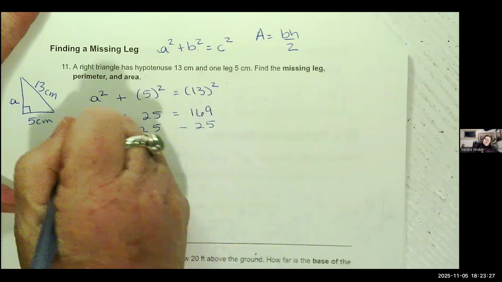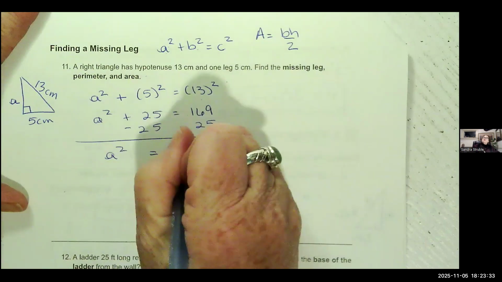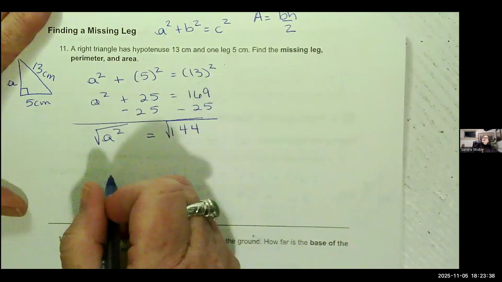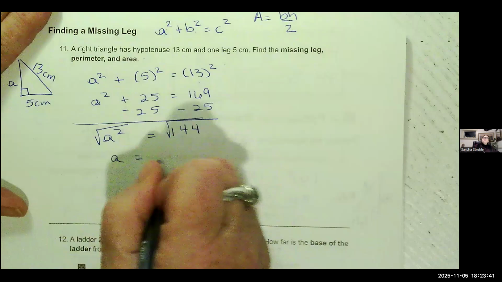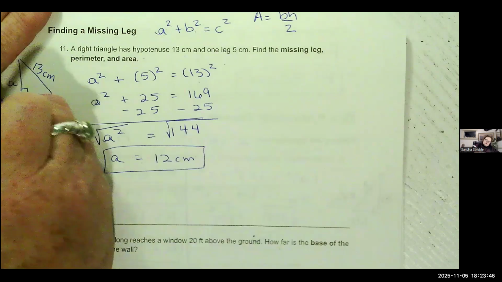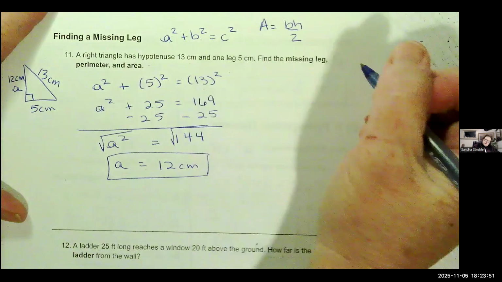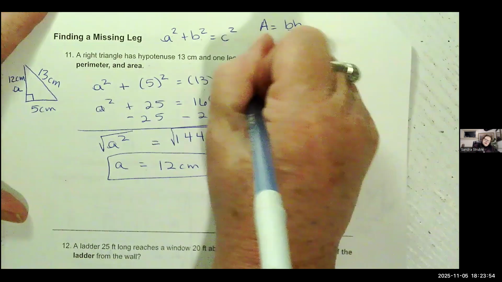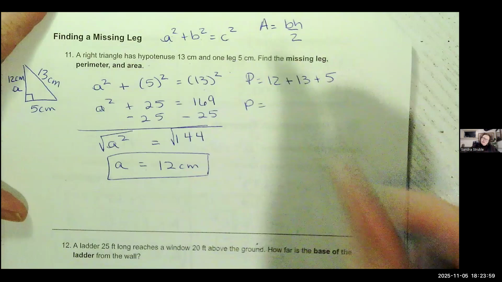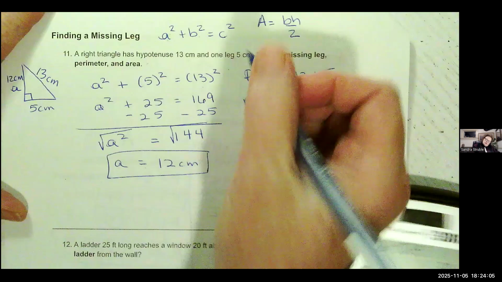a squared is equal to 144. Take the square root of both sides. And a is equal to 12, and our unit is centimeters. Here's the missing side. All right, let's find the perimeter. 12 plus 13 plus 5 is 30, and our unit is centimeters.